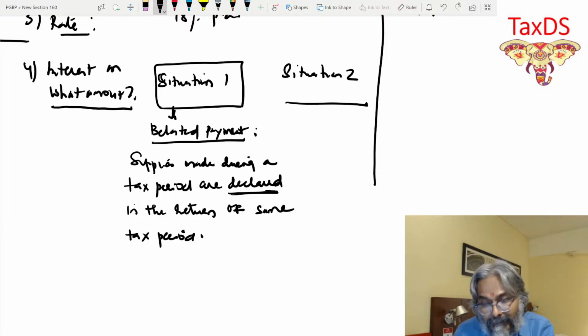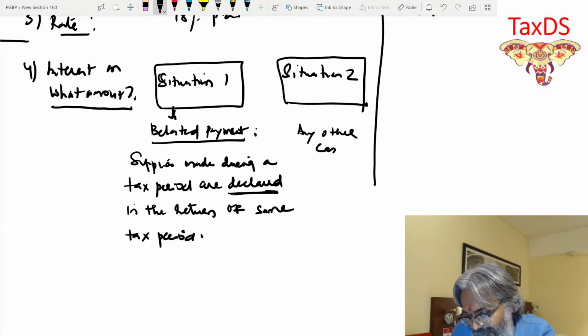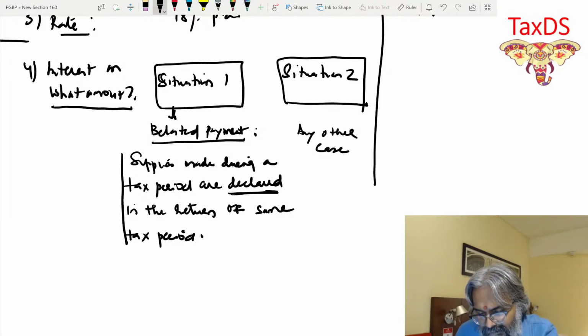So that February month will fall under situation number two, which is any other case. Because to fall in situation number one, what is necessary, students? Supplies made during the tax period. In this context, students, this is the supply made during the tax period.